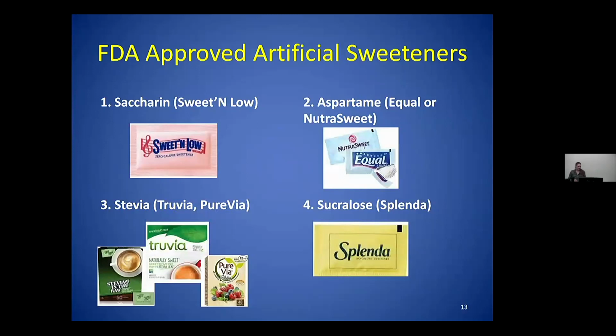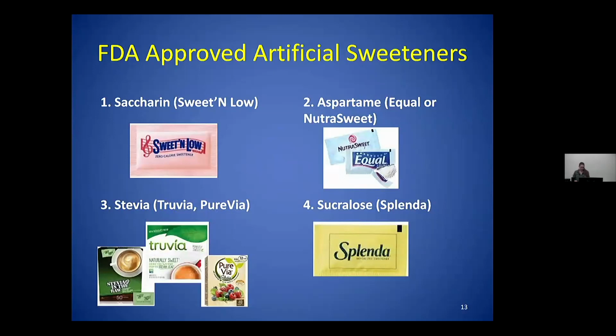So first we have saccharin, or commonly known as Sweet'N Low. This is 200 to 700 times sweeter than sugar, and it is the most popular artificial sweetener in the world. It is approved in over 100 countries.